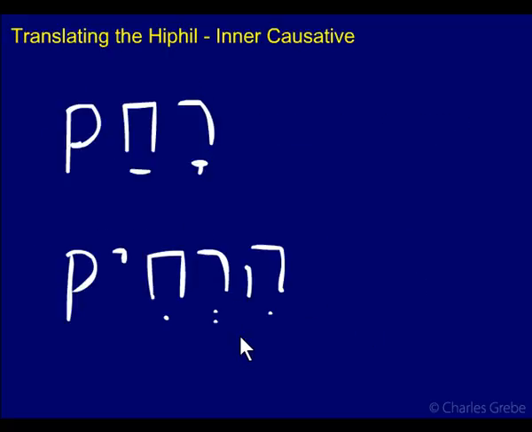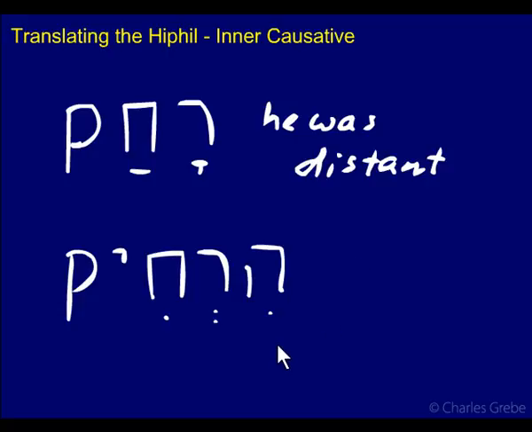He drew near. Another example would be rachak, and this means to be distant. So it's kind of just the opposite. So he was distant. Rachak, hirchik. This is the Hiphil now. This means to move, or to cause oneself to go a distance. So it's causing oneself, inner causative.